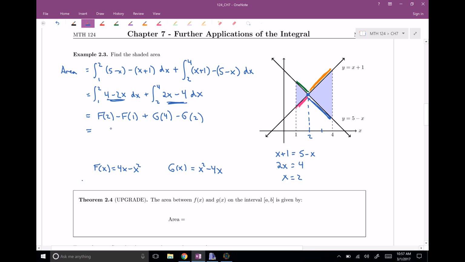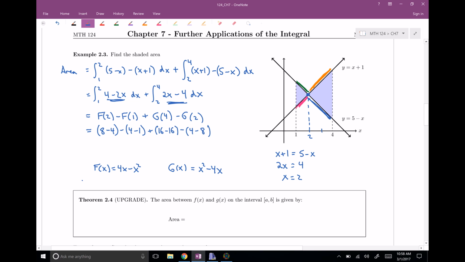Okay, so now all I have to do is plug these things into my function. So when I plug in 2, I get 8. I'm still plugging in 2, so 8 minus 4. Subtract away, and when I plug in 1, I'm going to get 4 minus 1, right, because there's two terms. And then over here, if I plug in 4 into my function, I'm going to get 16 minus 16. That's pretty boring. Okay, and when I plug in 2, I'm a little bit paranoid here. 16 minus 16. Okay, yeah, that's fine.